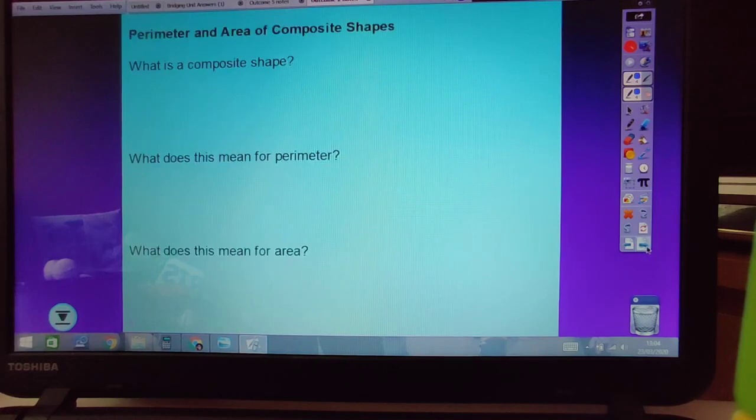We can then put these shapes together. A composite shape is where you've got more than one shape together, such as an L shape. So that's what a composite shape is. More than one shape joined together.